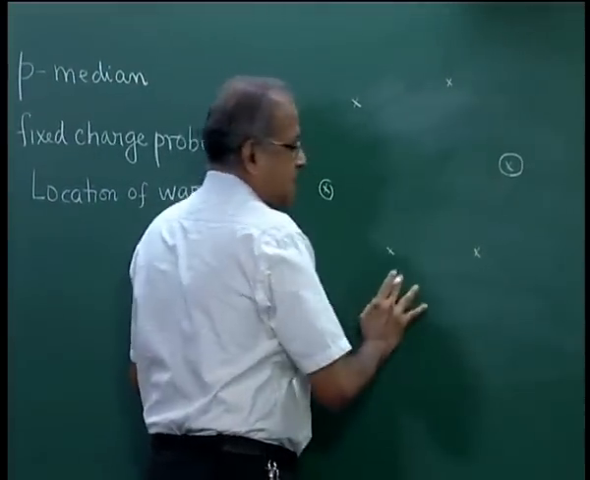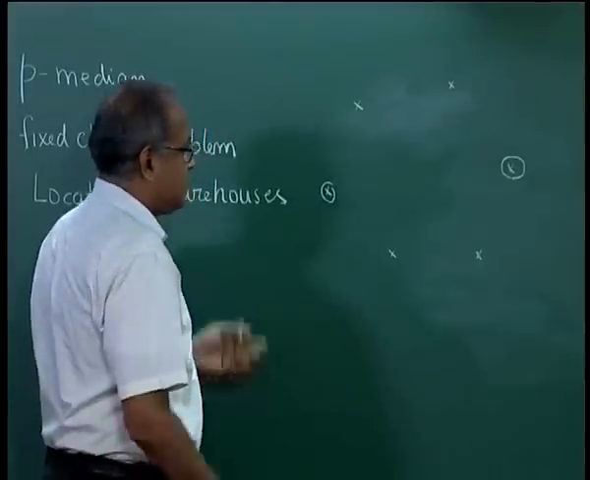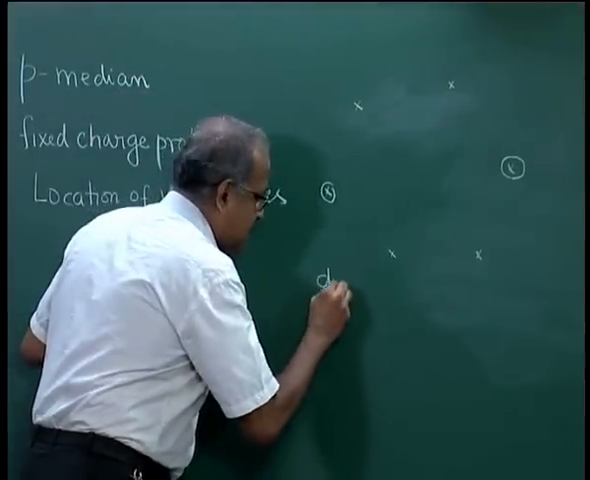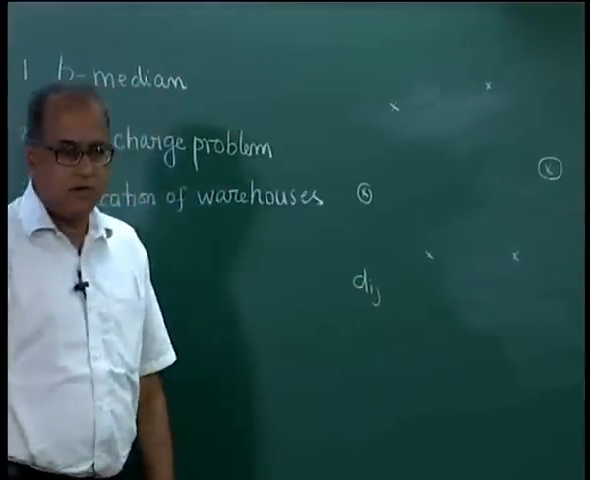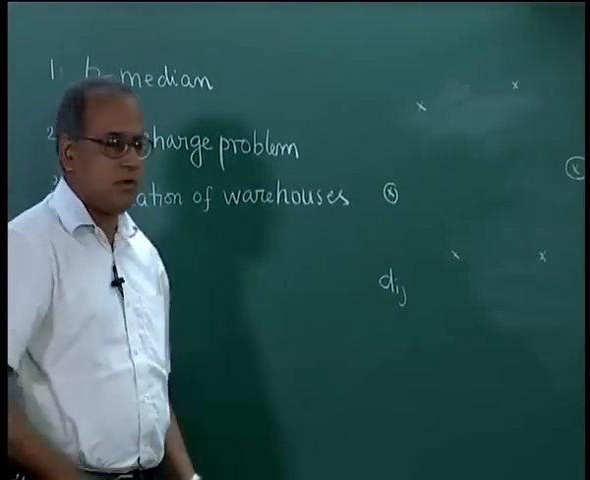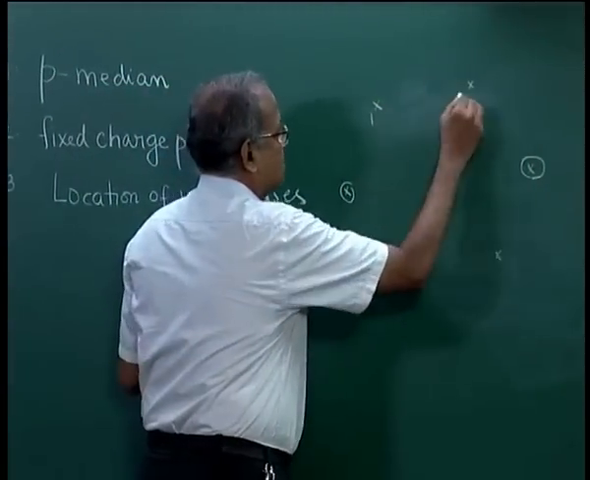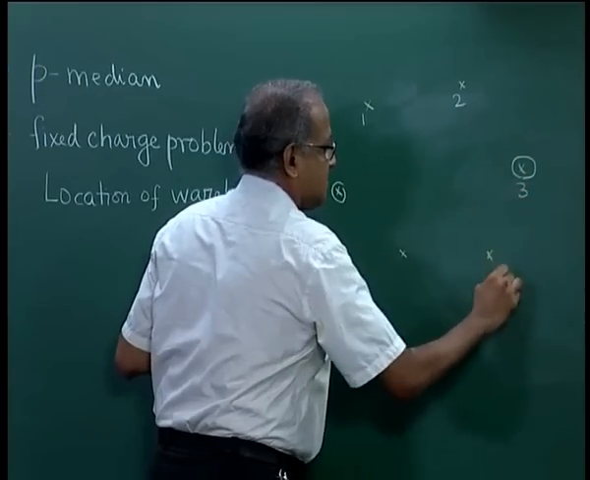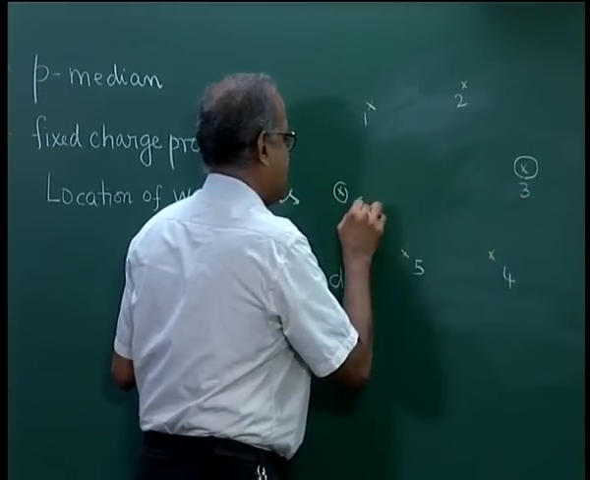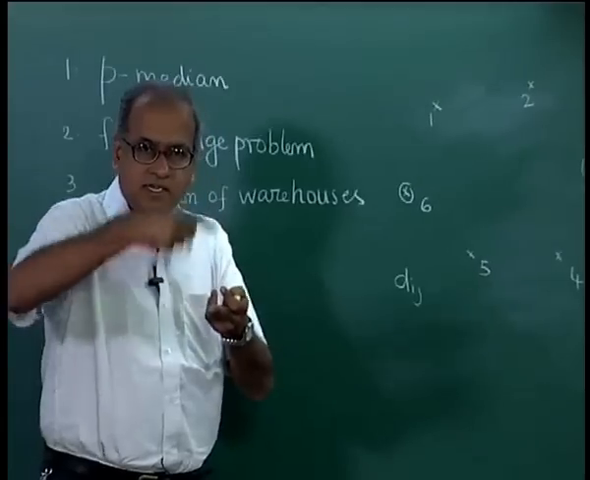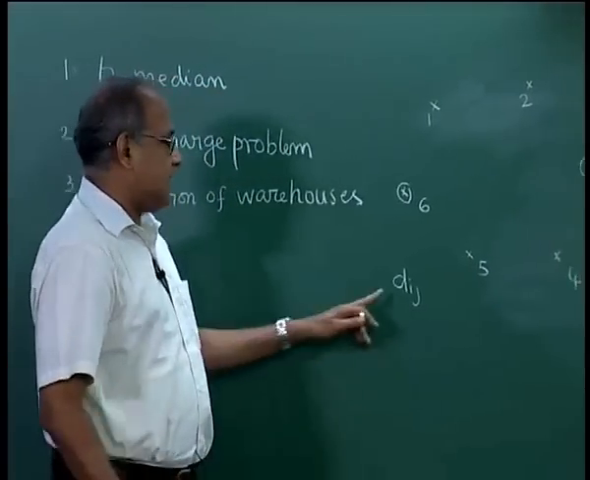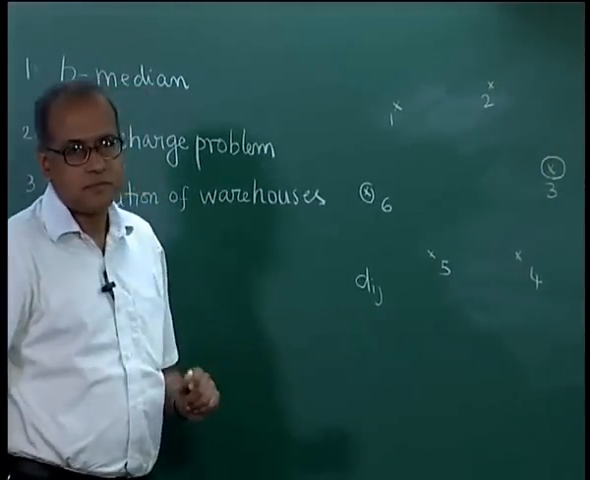Now, there are 6 points or there are n points. There is a distance matrix Dij that is known, which means the distance between each of them is known. We call these 1, 2, 3, 4, 5, 6. Distance between a point and itself is 0. So, the Dij matrix is known.